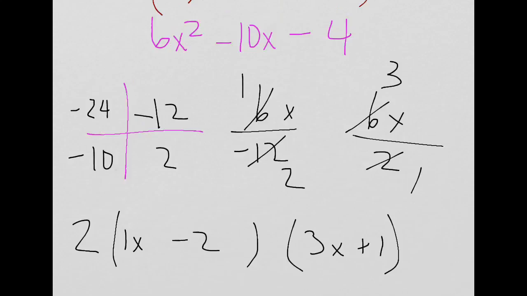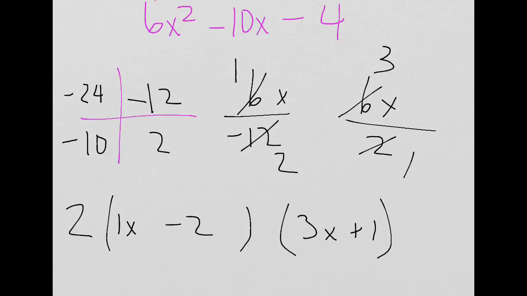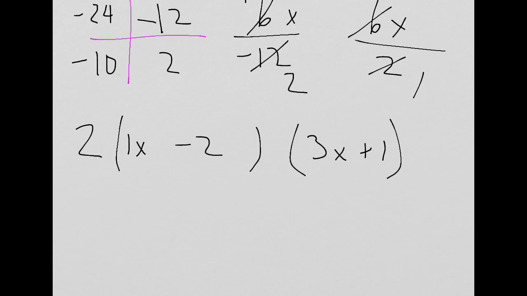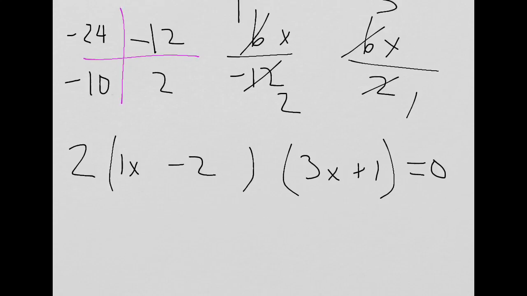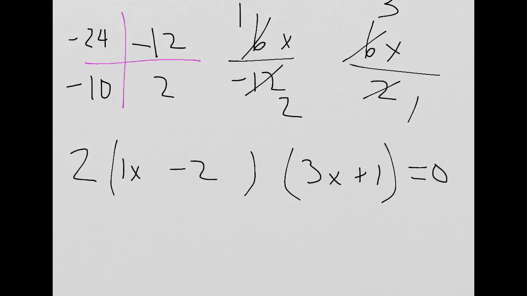Now, if I were solving this for 0, like if I was setting that equal to 0, when you're solving these, you don't need the 2, because I could set 2 equal to 0. Doesn't make any sense. I can't set the 2 equal to 0. But if I set this whole thing equal to 0, and I divide by 2 to get rid of the 2, 0 divided by 2 is what? 0. So when I'm solving for 0, I don't have to worry about the 2.